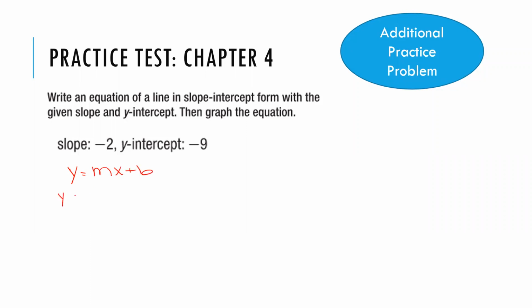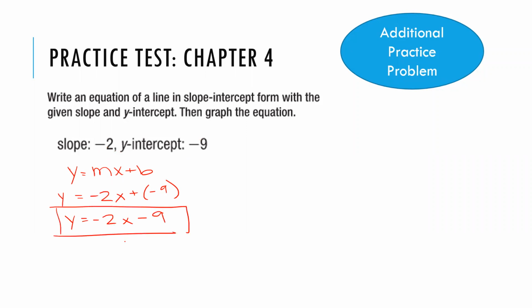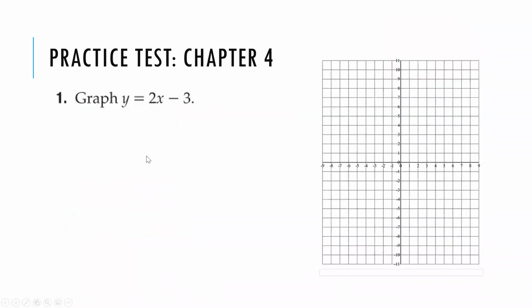Okay, so we've got y equals mx plus b, right? So y is equal to m, which is the slope, which is -2, x plus the y-intercept, which is -9. So we can actually rewrite and simplify this. Plus -9 would be -9. So that would be the equation. And then you would be able to graph this by plotting your y-intercept and then using the slope to plot your second point. So we'll do that for this problem here.